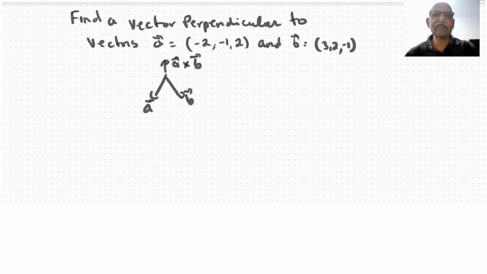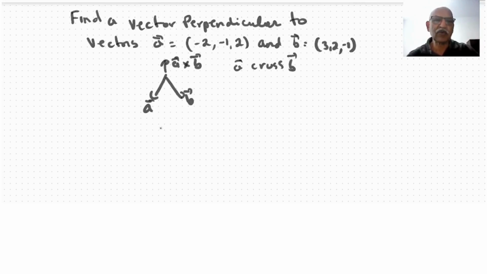So in this case I have these two vectors. The third vector A cross B must be perpendicular to both of them. Here we say A cross B. So the cross product, we can find it by using different ways.